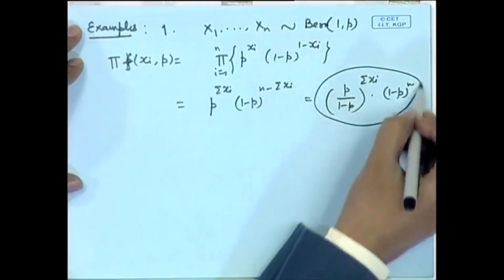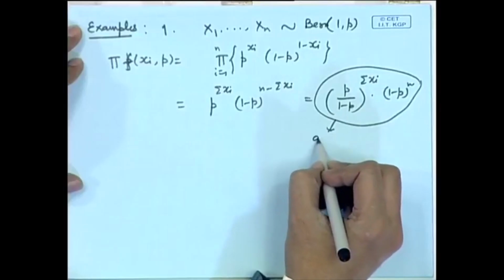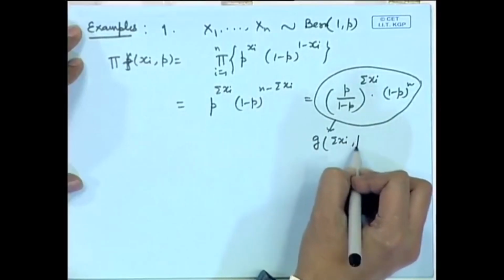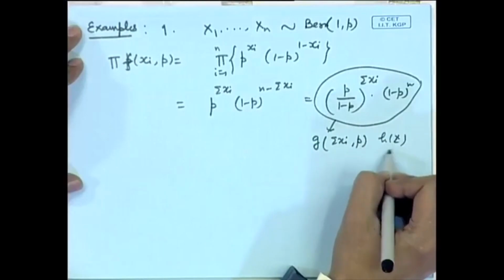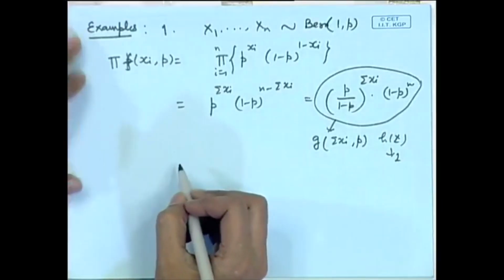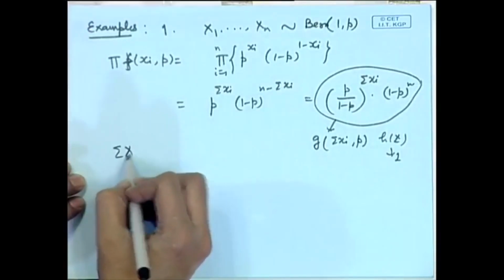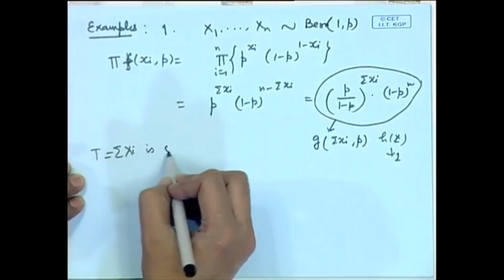Now, you can see here this term is a function of sigma x_i and p alone, and h(x) we can take to be 1. So, this proves that sigma x_i is sufficient.